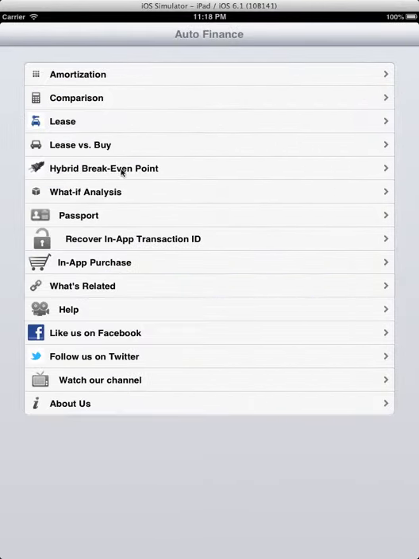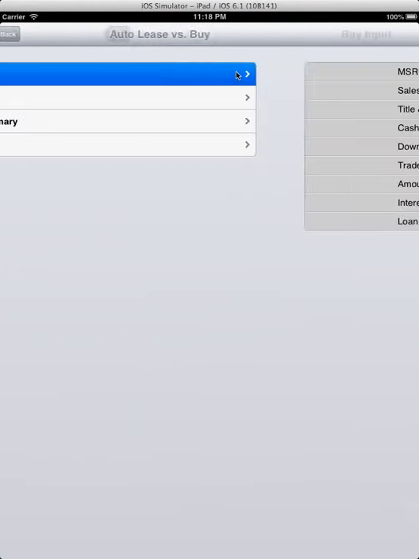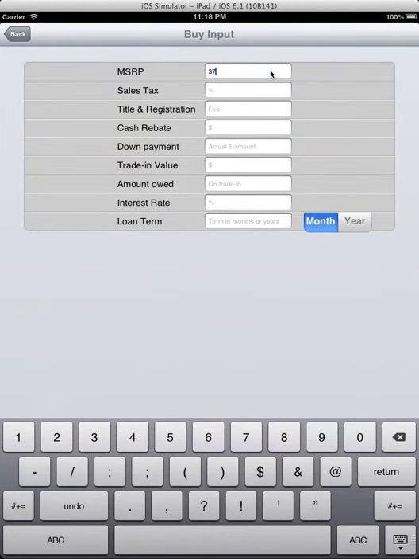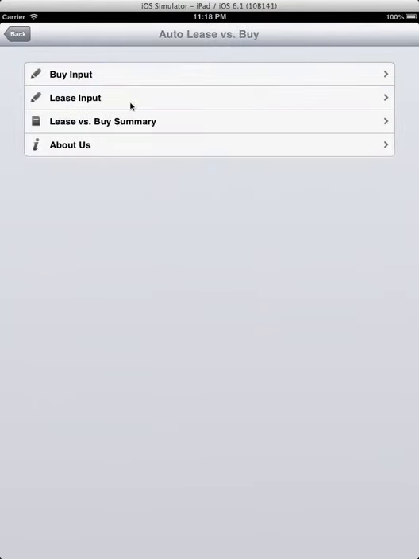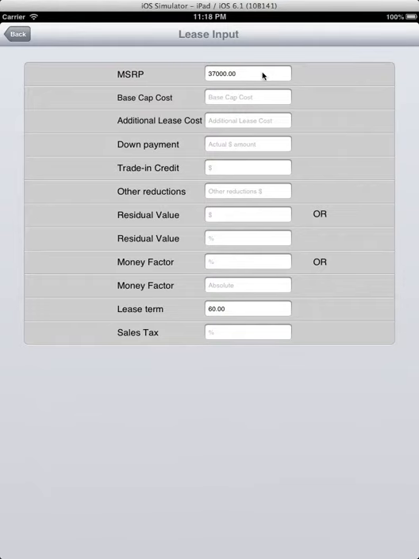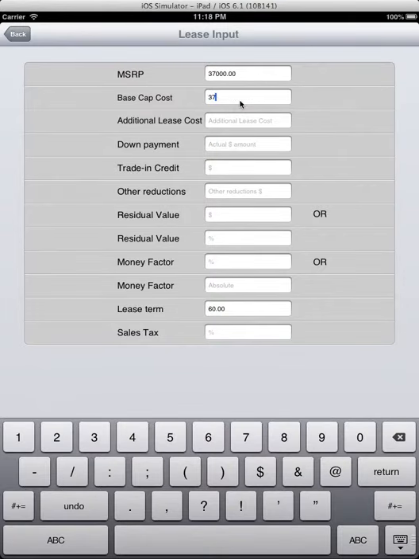And lease versus buy, when that makes sense, 37,000, 5.5-year term, and we will consider the lease. Say base cap cost is 37,000, and money factor is 7%, residual is say 30%.